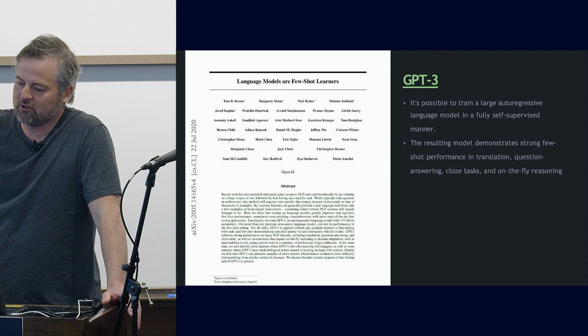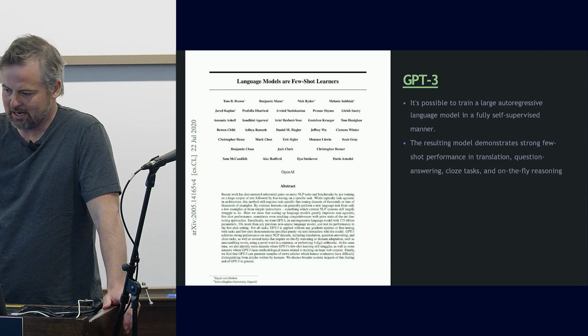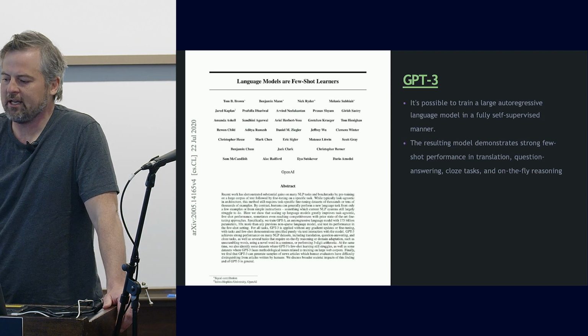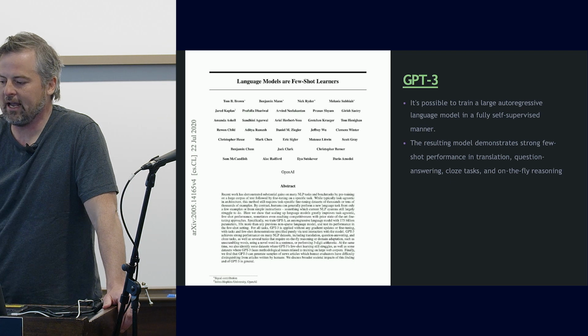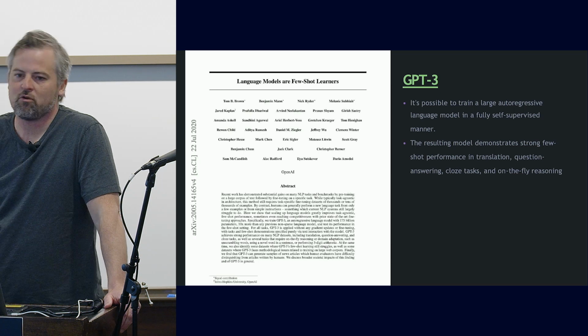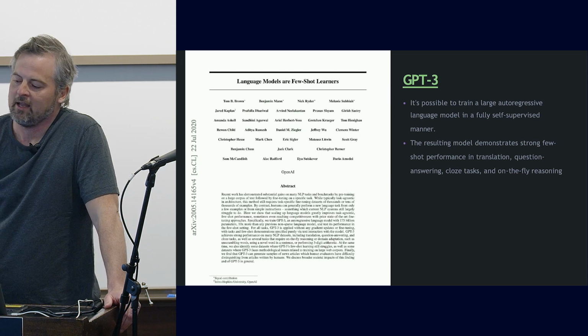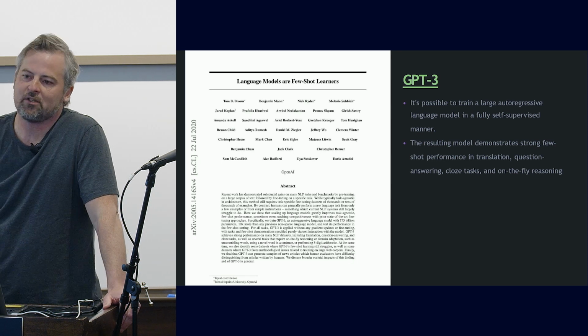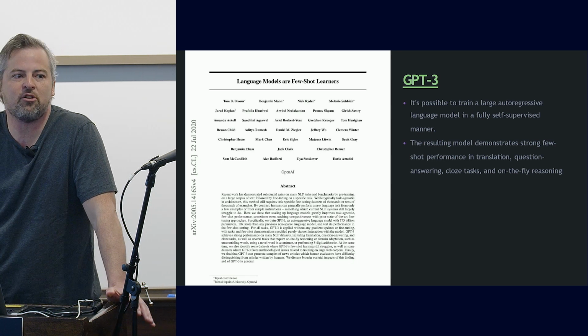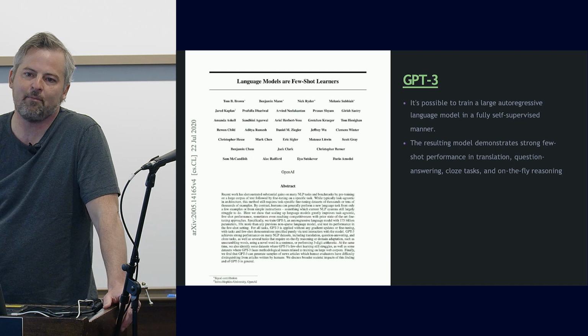There's really two parts to this paper, and this is now a couple years old. The first part is that it's possible to train a very, very large autoregressive language model, where autoregressive just means like given the past inputs, I can predict the next token or the next word, in a fully self-supervised manner. And fully self-supervised means I don't need human labeling data.